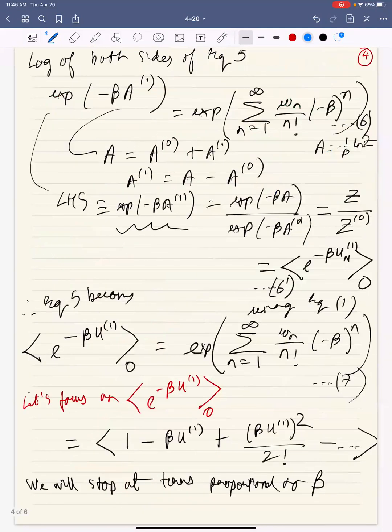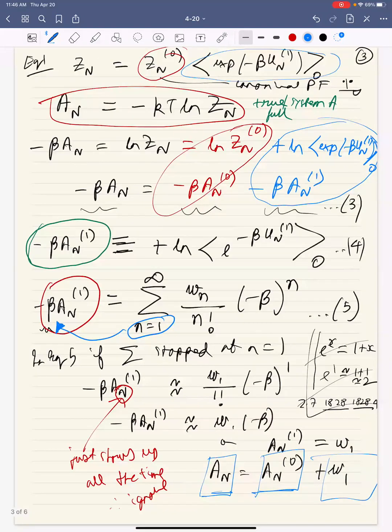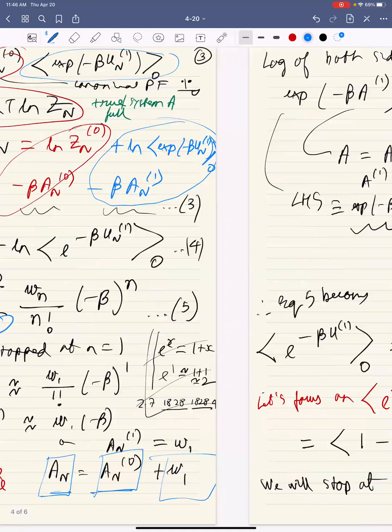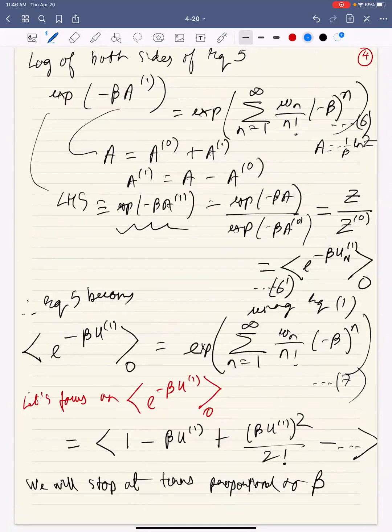In order to calculate W1, we took the log of both sides of equation 5. Oh, that's why Jared was confused. Sorry, Jared. EXP, sorry, EXP of both sides of equation 5. And EXP of minus beta A1 is equal to EXP of this thing.